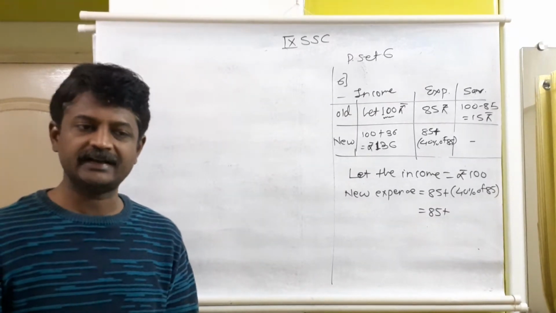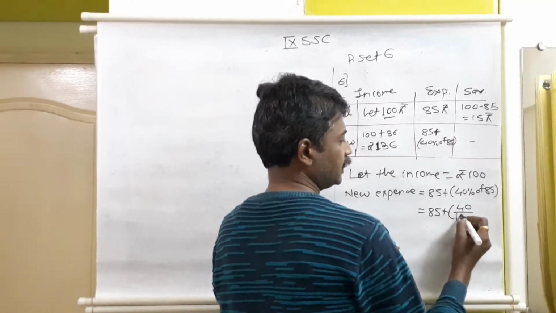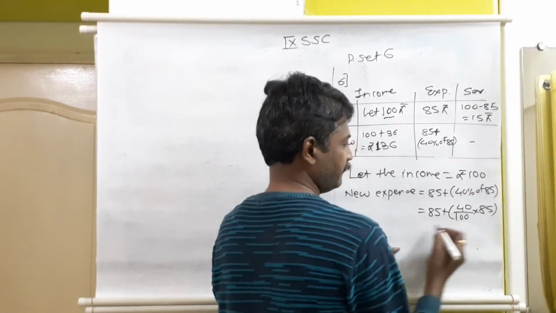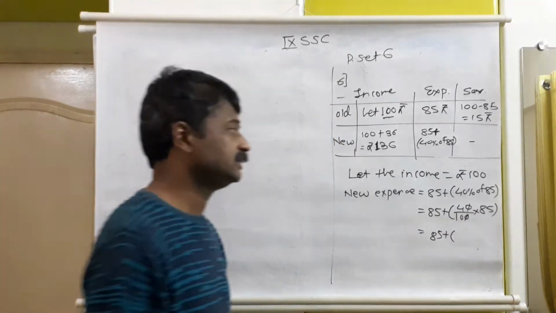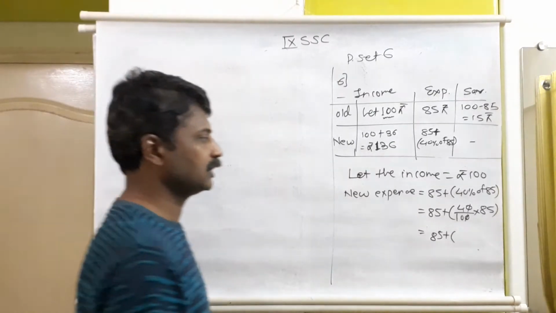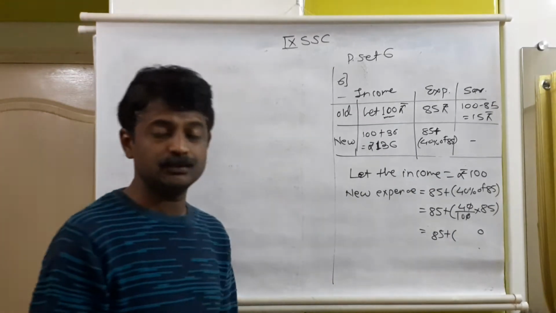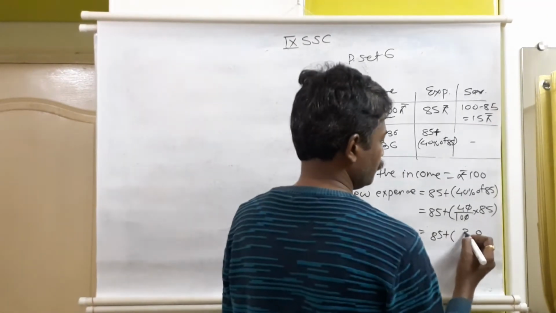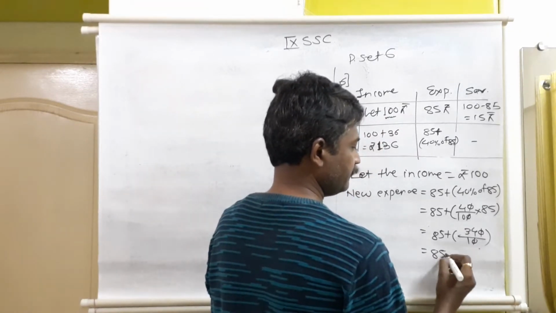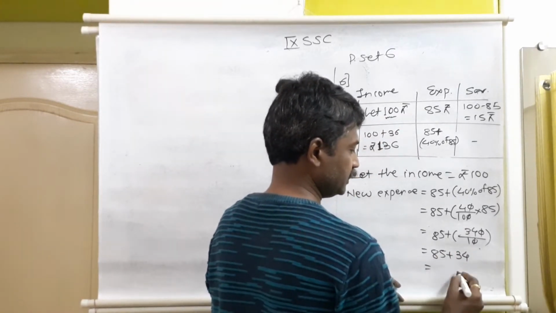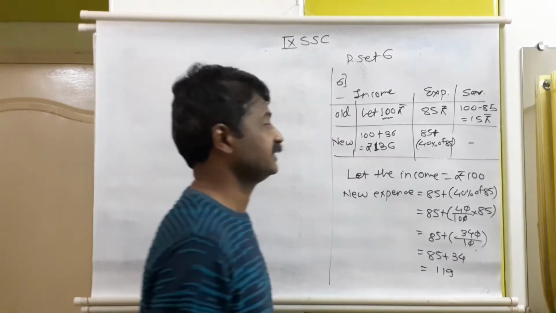40% means if it is 100 then 40, then out of 85 how much? It can be written as 40 upon 100 into 85. The 0 will get cancelled. First 85 as it is in the bracket, 4 into 85: 4 fives are 20, so 0 carry 2, 4 eights are 32, 32 plus 2 is 34 upon 10, the 0 gets cancelled. 85 plus 34, it will give us 5 plus 4 is 9, and 8 plus 3 is 11, so 119.